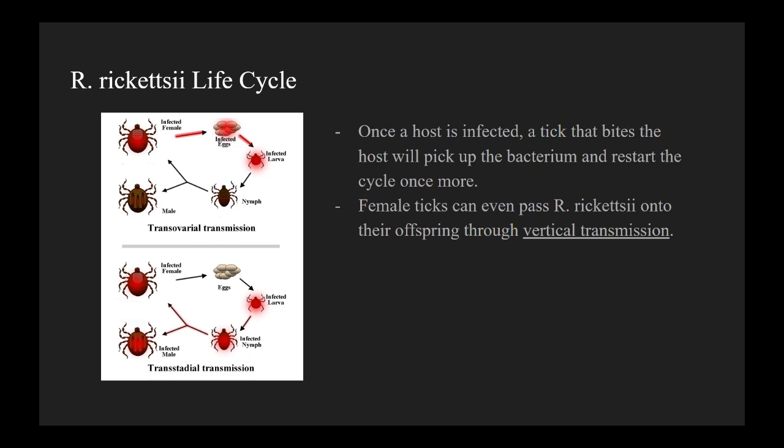And yeah, another notable thing is that female ticks that carry this bacterium, Rickettsia, can transfer the bacterium to their offspring as well through the cytoplasm of their eggs, and that's called vertical transmission. So you can see how the bacterium will continue to spread throughout the ticks, and then it can spread to humans as well.